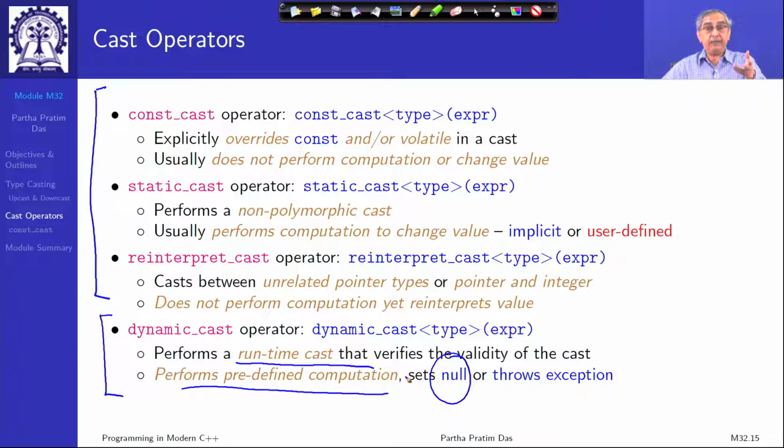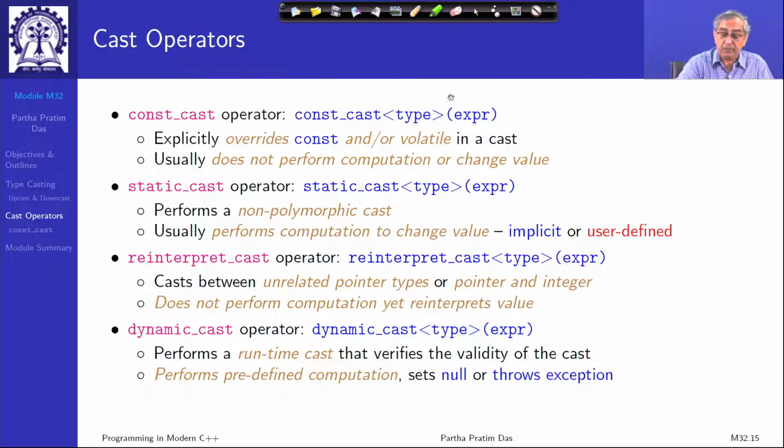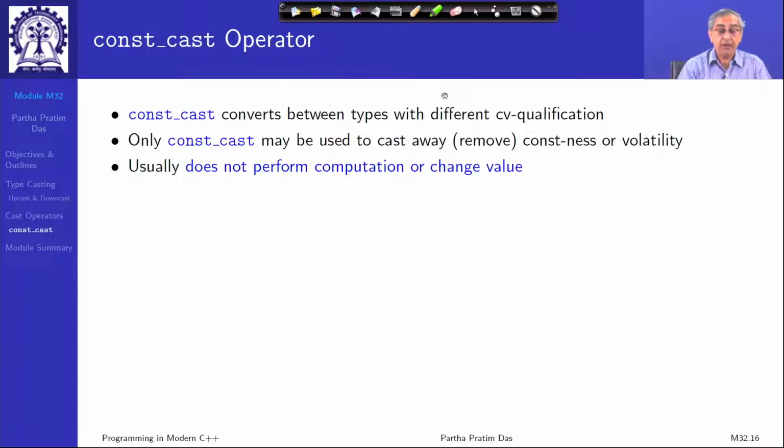If you have invoked a dynamic cast on a reference, then it throws an exception, because there is no null reference. These are the ways at the runtime to tell you that something wrong has happened. Whereas, for these, if you have unacceptable conversions going on, then the compiler will give you an error. That is the basic summary story of cast operators in C++.